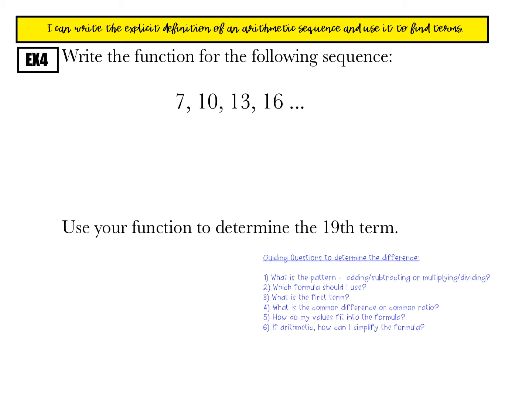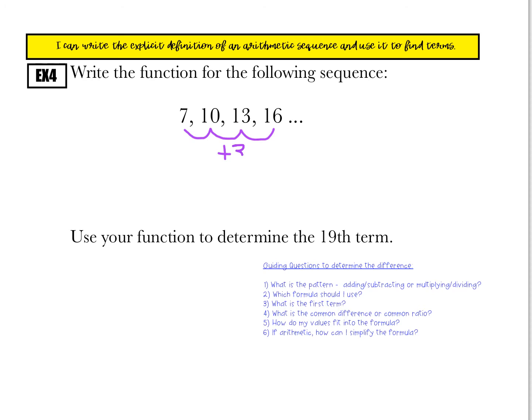All right, so the first question is, what is the pattern? Am I adding, subtracting, or multiplying, dividing? So I see I'm going from 7 to 10 to 13 to 16, and I see that each time I'm adding 3. So the pattern is adding, so the formula I'm going to use is arithmetic.